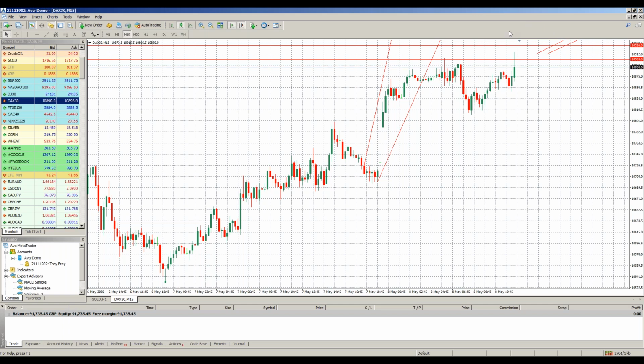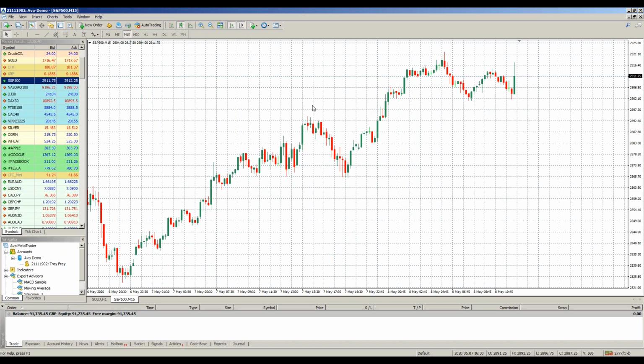Okay, so some opportunities here after the good news on NFP. The indices are responding in kind. Here's the S&P 500, same setup. You could put a buy stop above the resistance. If it breaks to a new high, you could go with the momentum.